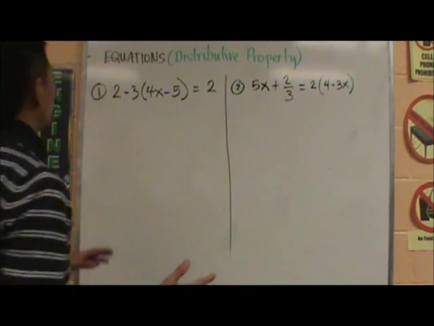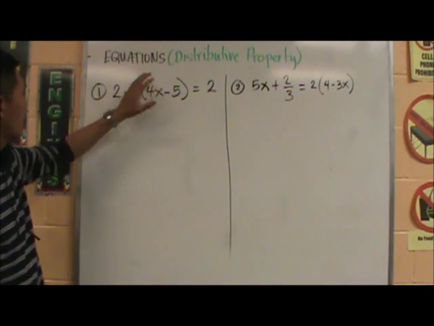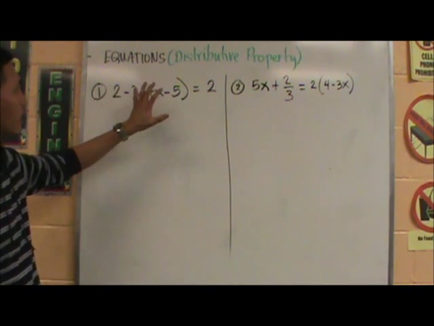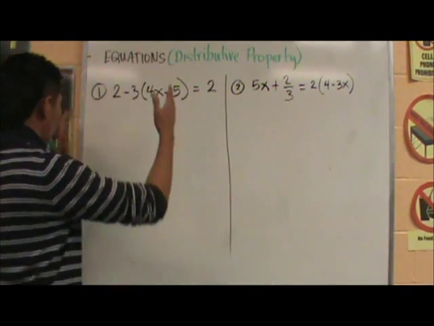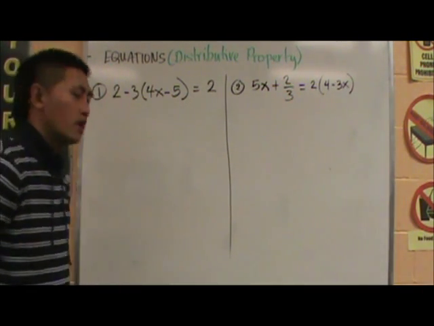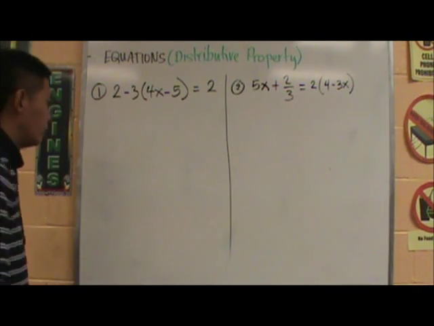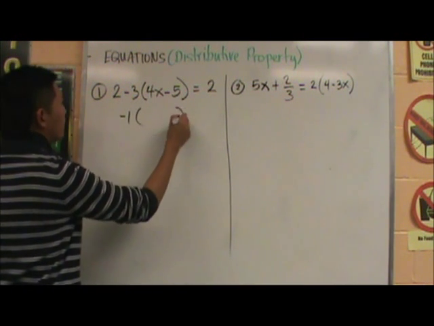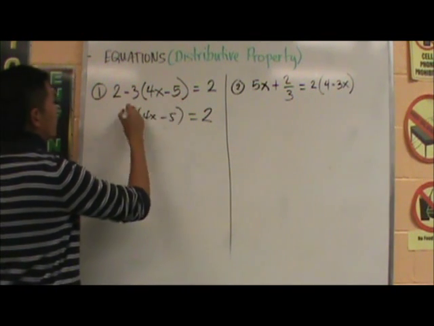Now on here we have two problems. We have this equation where we have to distribute negative 3, and for the second one it involves a fraction this time. So for example, let's do number 1 first. For number 1, a lot of students would do 2 minus 3 and then they would write negative 1, and then they do this way.